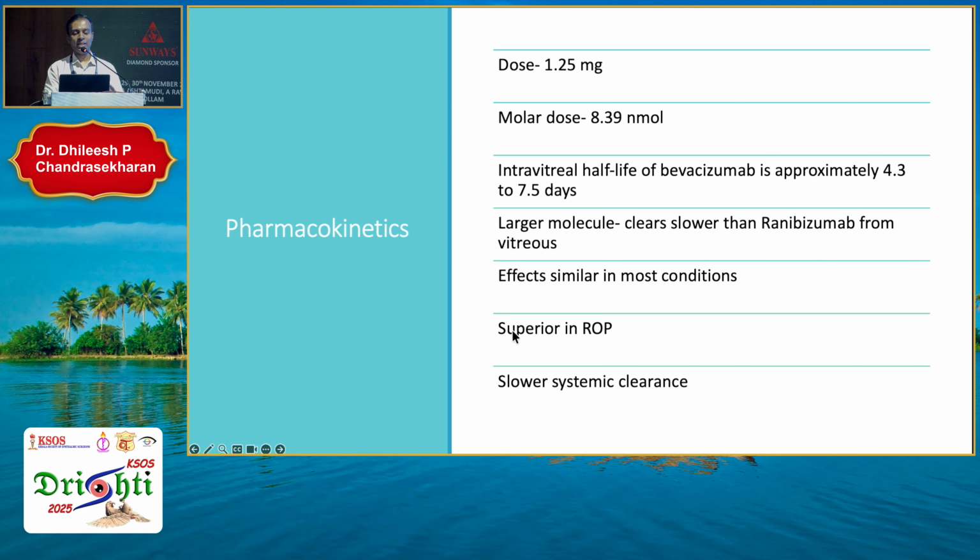So being a larger molecule, it clears slower than ranibizumab from the vitreous. The effect is similar in most conditions despite the difference in binding affinity, but it is considered to be slightly superior in retinopathy of prematurity because of its longer half-life within the vitreous, and it has a slower systemic clearance, which also creates a little bit of systemic issues in ROP especially.